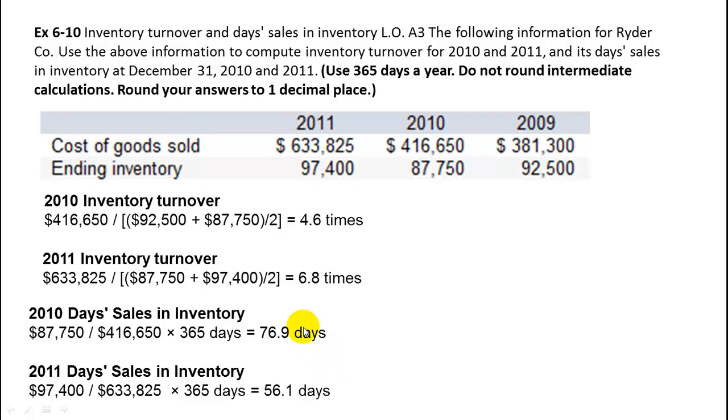For example, I believe car dealers like to have around an 80-day supply of cars on average. So I'm not sure what this company's industry is. They don't tell us, so we don't know whether these numbers are getting better or getting worse, but they are changing a little bit.